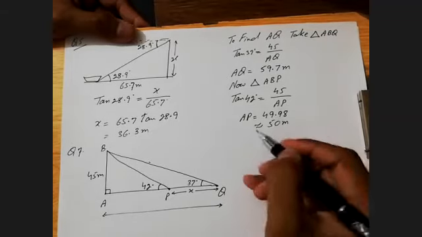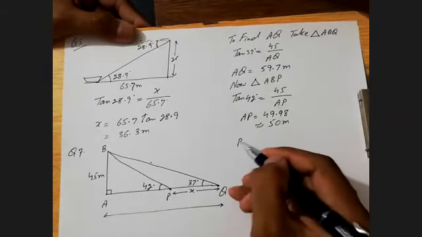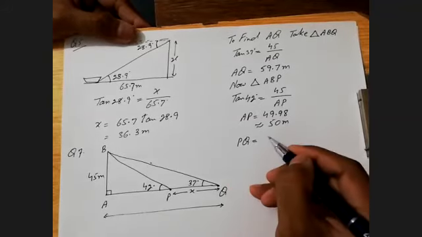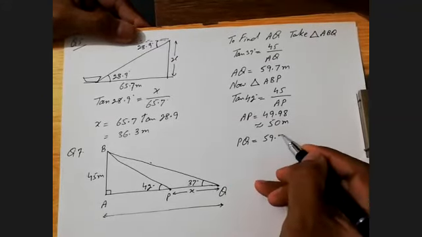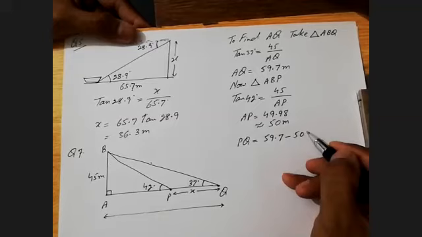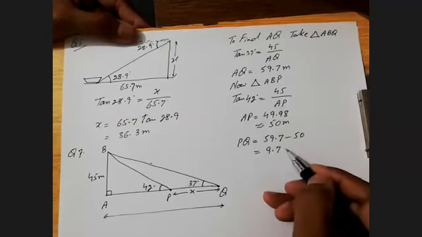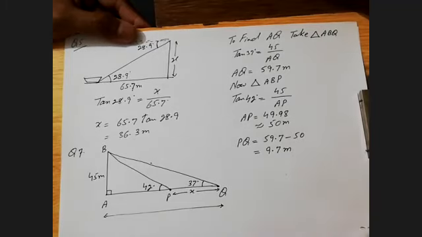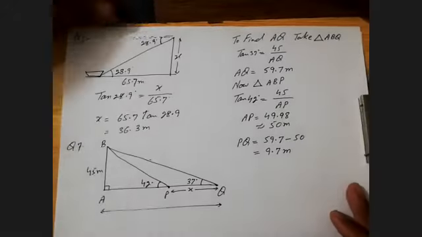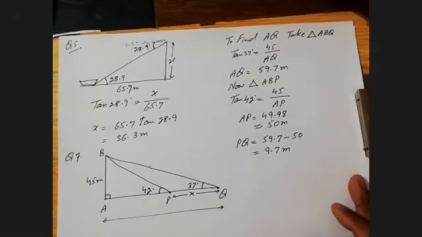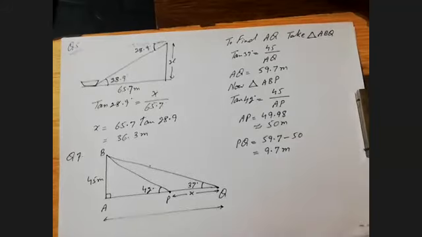Now, PQ, the distance between the 2 points, is equal to 59.7 minus 50, which is equal to 9.7 meters. Okay, very good, students. So you have done this. I hope that this is basically the application of trigonometry, whatever the laws we have done.